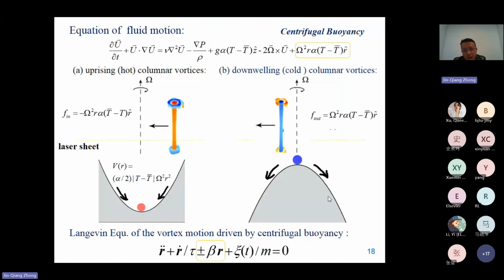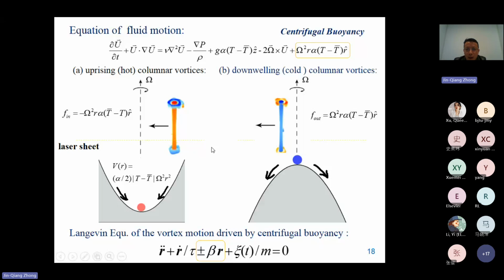If the centrifugal force is significant, then an additional term appears in the equation of fluid motion. The centrifugal buoyancy is proportional to the radial position r, also proportional to the density difference between the vortex and the ambient fluid. Here is a cartoon drawing that shows the status of vortex motion. The warm, lighter vortex is subjected to a centripetal force and moves towards the rotating axis, while the cold, heavier vortex is driven away by centrifugal force from the rotating axis.